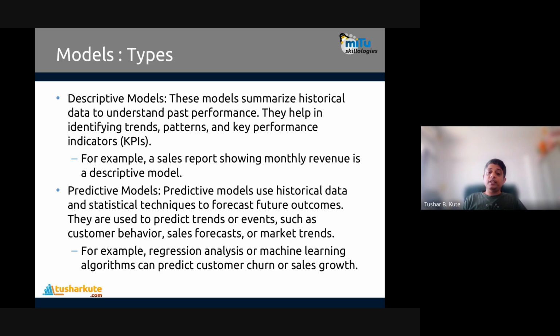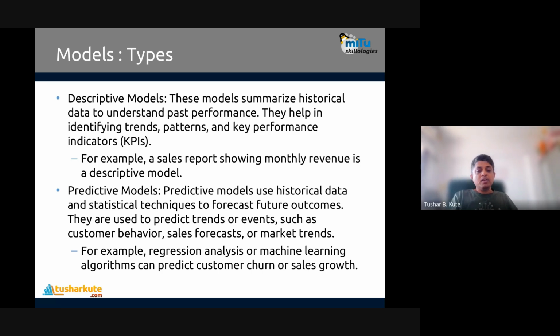So they are used to find trends and events such as customer behavior, sales forecast, market trend, anything. Whatever happens in the world has some kind of mathematical pattern present in it. Do you think that? Definitely it is there. We just have to find that pattern. Once you find this pattern, it will be used to perform predictions ahead. So machine learning algorithms come under this particular type, predictive models.